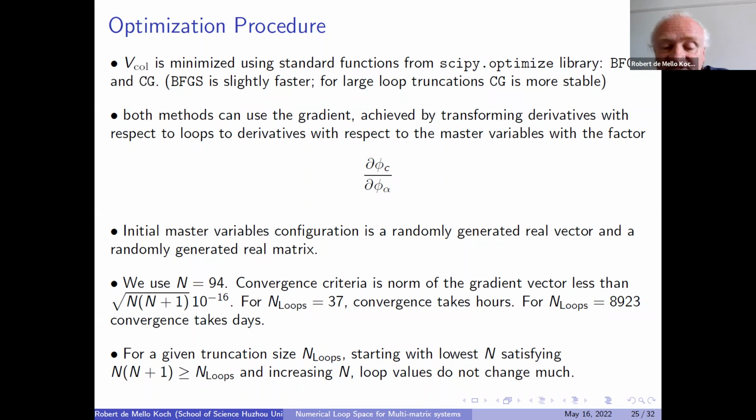For 37 loops, convergence took hours, and for 8,923 loops, convergence took days, 5 or 6 days. It depends a little bit on what coupling you use. And then, as I said, as long as you have chosen master variables greater than the number of loops, it doesn't really matter if you go above that, the results will not change very much at all.